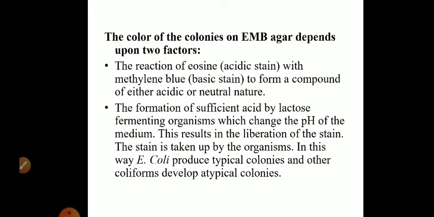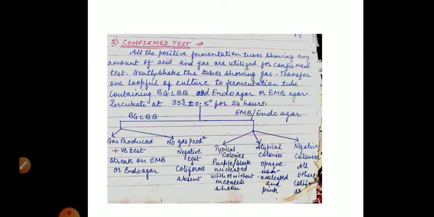The color of the colonies on EMB agar depends on 2 factors. Number 1, the reaction of eosin with methylene blue, that is acidic stain with basic stain, to form a neutral compound. Number 2, the formation of sufficient acid by the lactose fermenting organism, which changes the pH of the medium. When the pH of the medium goes towards the acidic side, the stains are liberated. The stain is taken up by the organism, that is by the colonies. In this way, E. coli will produce typical colonies and other coliforms develop pink colored atypical colonies. So that is about the confirmed test.